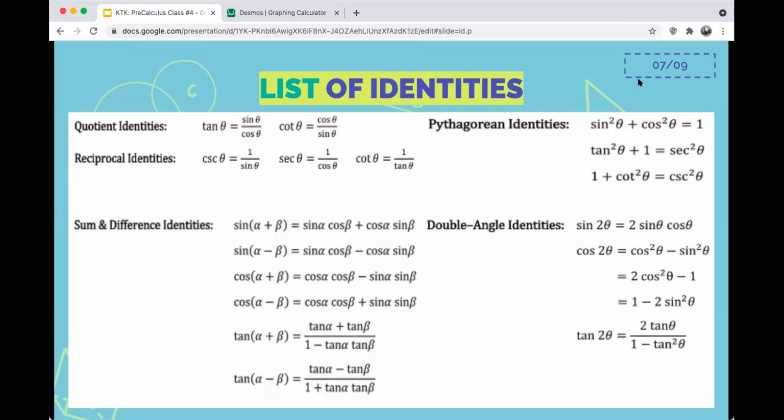So go ahead, take a screenshot of that, or just note down the names of each section so you can find them later. And again, these videos will be on the website if you want to revisit them.